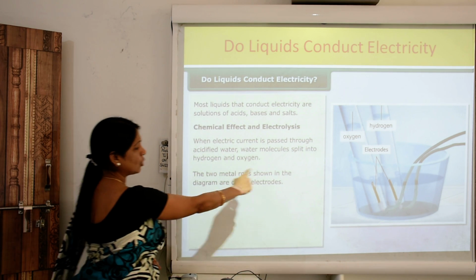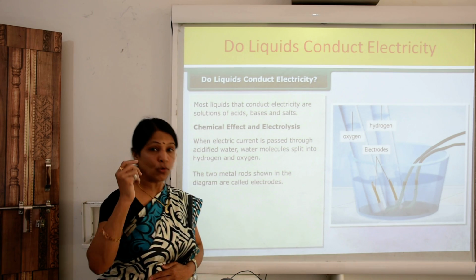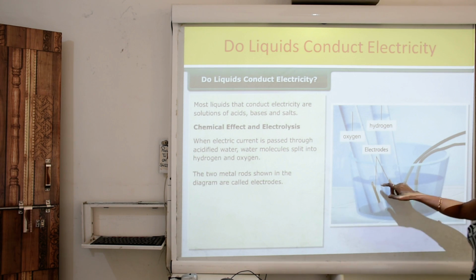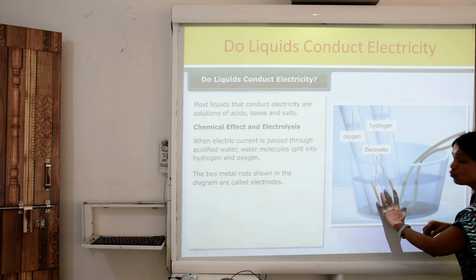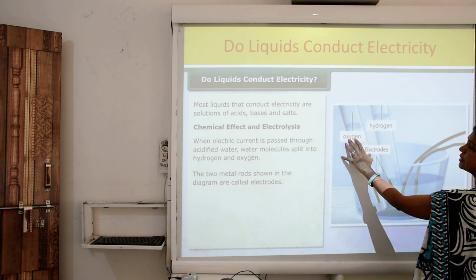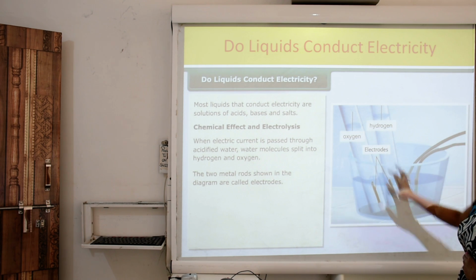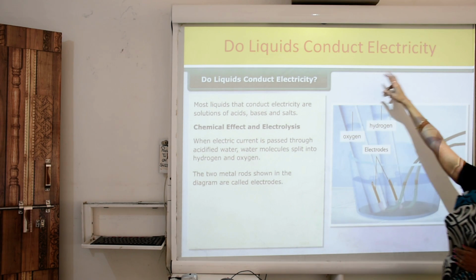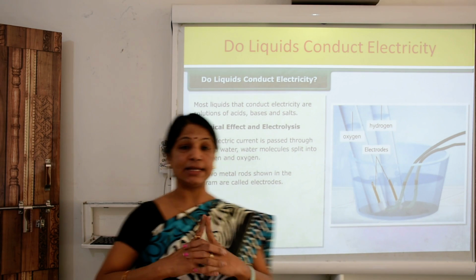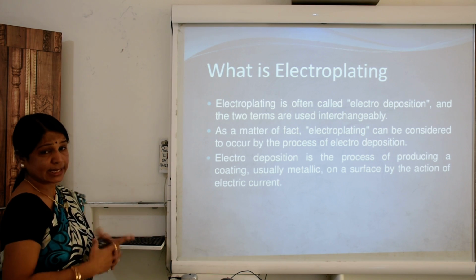Now the two metal rods shown in the diagram are called electrodes. What is an electrode? I will show you in the diagram. Here is the electrode. These two rods are called electrodes. Here is the hydrogen, here is the oxygen, formed from the water. So it is shown here. So do liquids conduct electricity? Sometimes yes, sometimes no. Once it remains a good conductor of electricity, then current can pass.